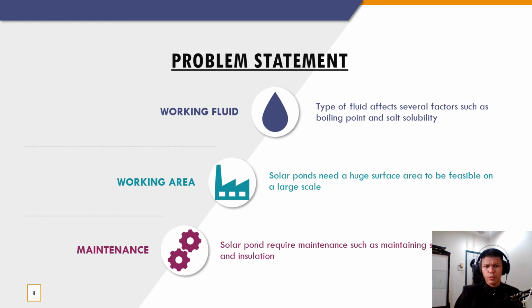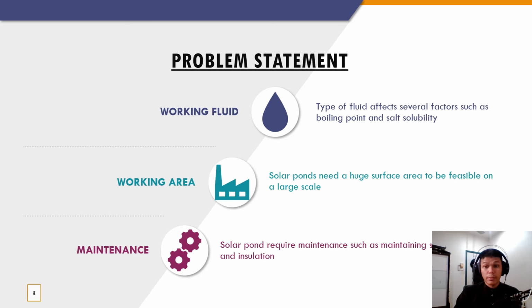The next one is working area. Due to having such poor efficiency, a solar pond requires a huge surface area in order to be feasible on a large industrial scale. For instance, the solar pond located in Australia and Texas is around 3,000 square kilometers in order to sufficiently supply heat and work properly. In comparison, that is slightly larger than 2 Olympic-sized swimming pools placed side by side. That does not take into account the extra equipment needed for heat extraction and usage.